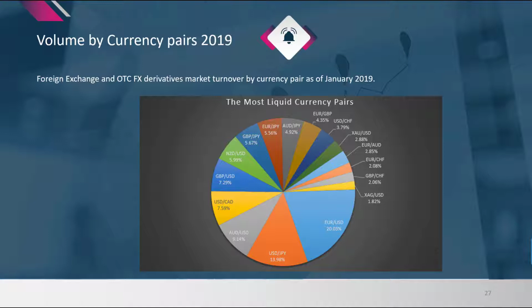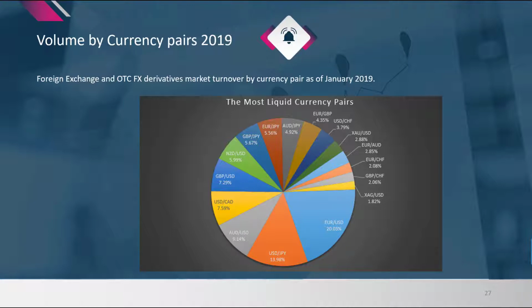After Euro USD, we've got the USD JPY, the dollar against the Japanese yen, or shortly the yen. It is the second most traded currency pair, followed by Australian dollar against US dollar. Then we've got USD CAD, US dollar against the Canadian dollar. Then we have the British pound against the US dollar, followed by New Zealand dollar against US dollar. Then we've got British pound against the yen and the rest.